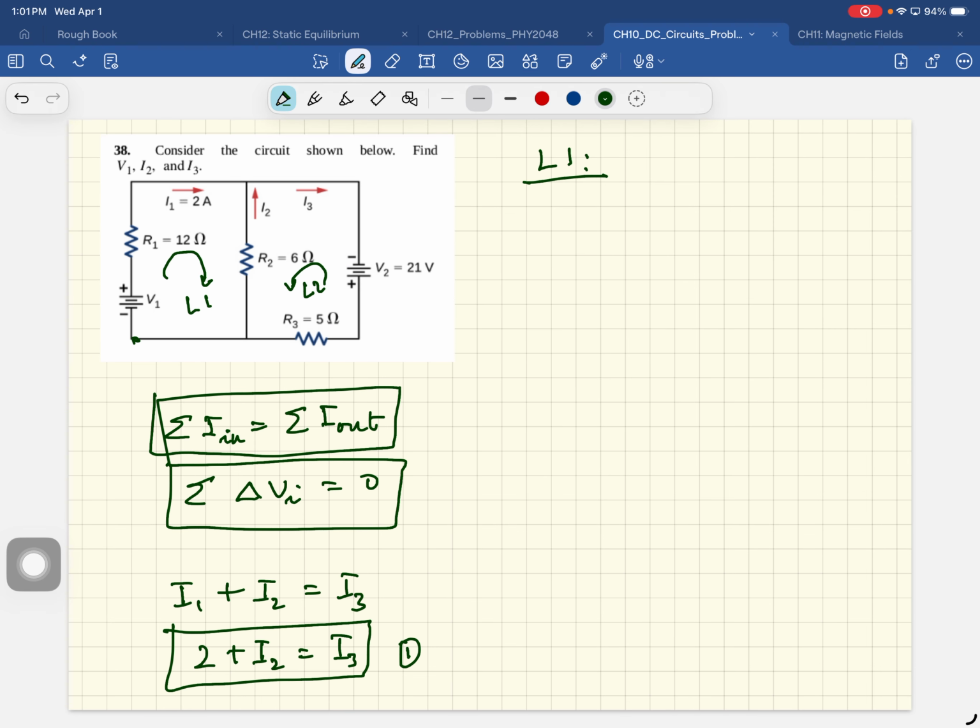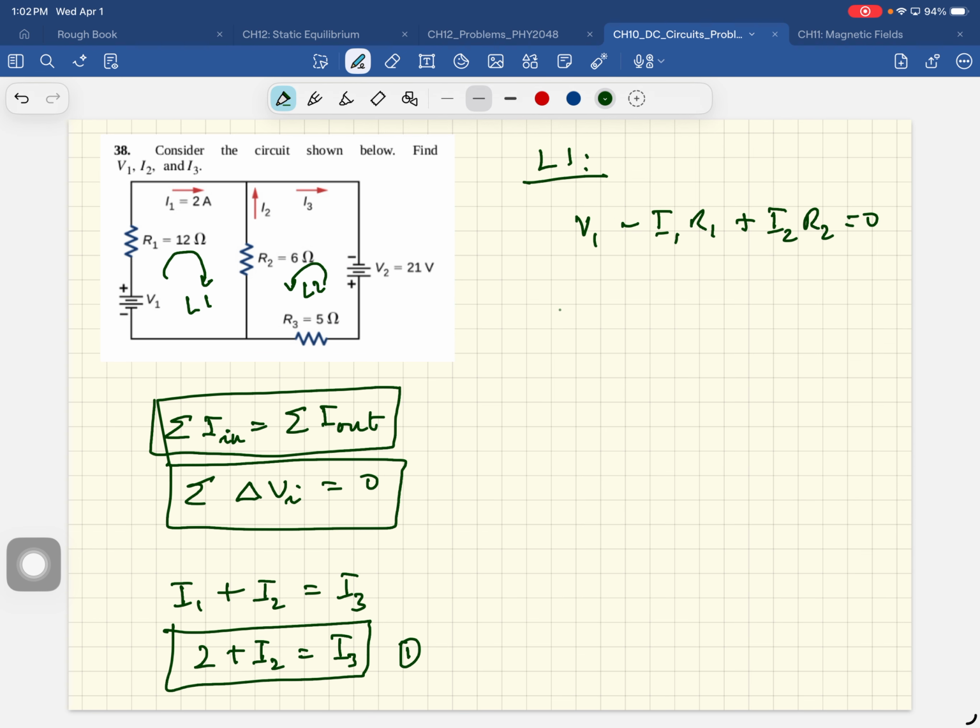So we're going to start here. The first element we're going to go across is that one, so that'll be plus V1. Then we're going with the current, so it's minus I1 R1. Then we're going against the current. Voltage flows from high to low, so going against the current is going uphill, that's plus I2 R2, and that's equal to 0.